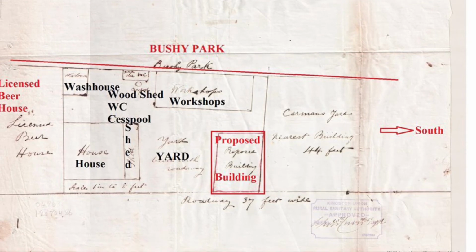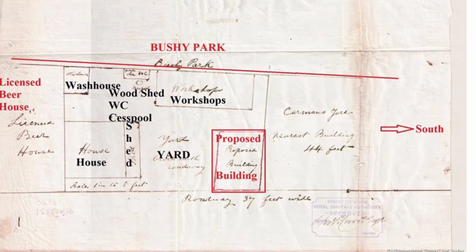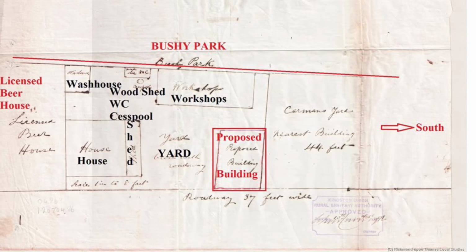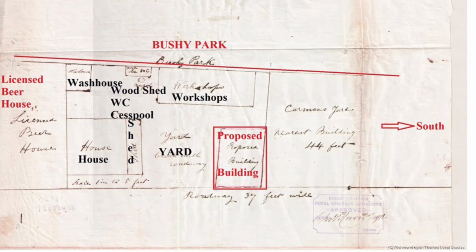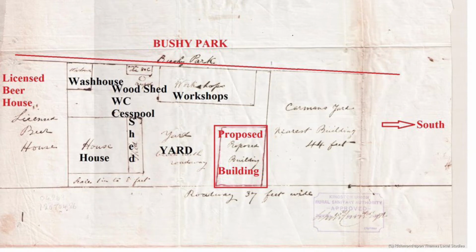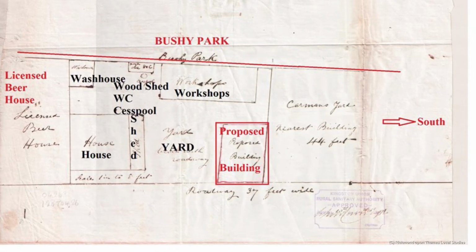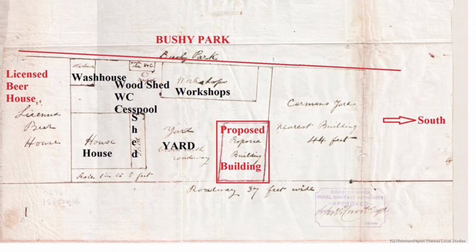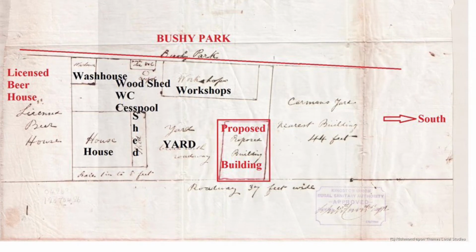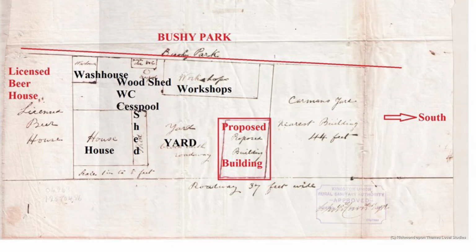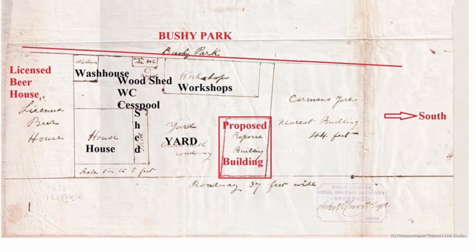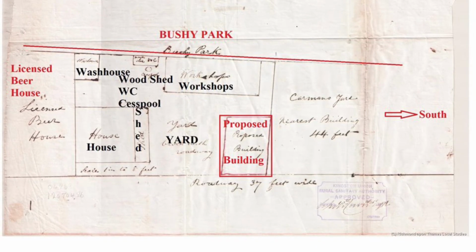The planning application is for a proposed building, which I've also marked in red, to be used as a coach builder's show shop, marked in red, as I just said in the plan. The other items marked on the plan are a house and a shed to the left of the proposed building, which are contained within a yard that also houses workshops at the top of the yard, and also a wash house, outside WC, cesspool and woodshed.